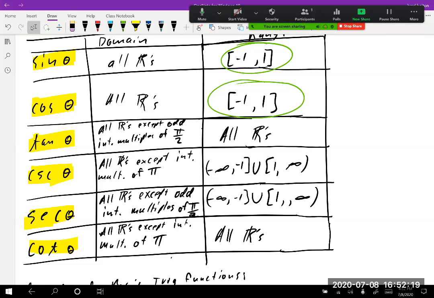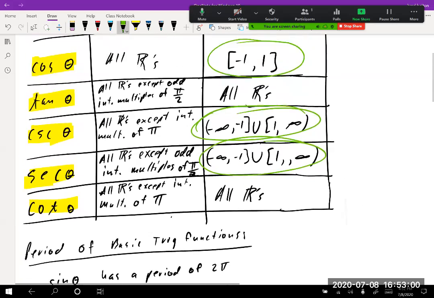Cosecant is a lot different graph that has a range from -infinity to -1, and then from 1 to infinity. That means between -1 and 1, there is no value on this graph. Again, these are things we'll see in the coming sections. Secant has the same range, but it excludes odd integer multiples of pi halves because it's 1 over cosine. And then cotangent is all reals except for integer multiples of pi, because that's when sine would be 0, because cotangent is cosine over sine.